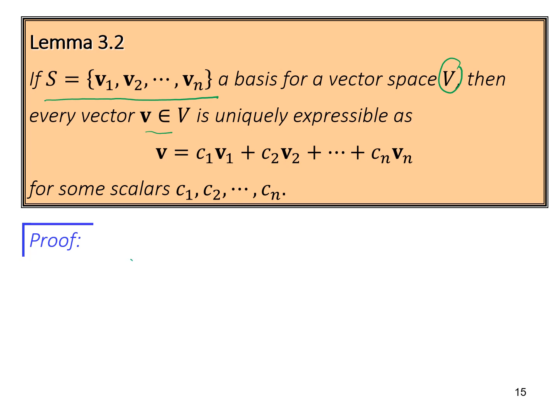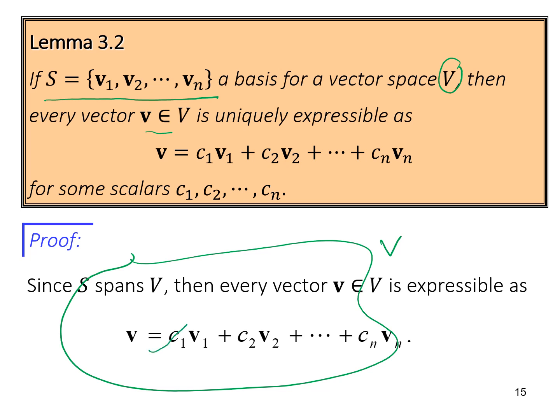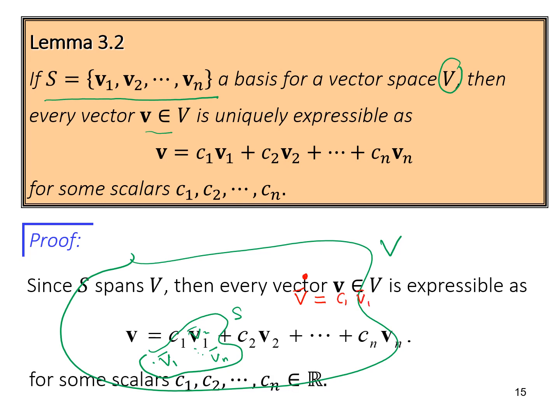Let me repeat. If we have a vector space V, and we have S, where S is a collection of vectors V1, V2 up to Vn, and S is a basis for V. You have to bear in mind that a basis is not necessarily a subspace of V. Whenever S is a basis for V, then every time you pick a vector V in vector space V, this V is a linear combination of V1, V2 up to Vn.